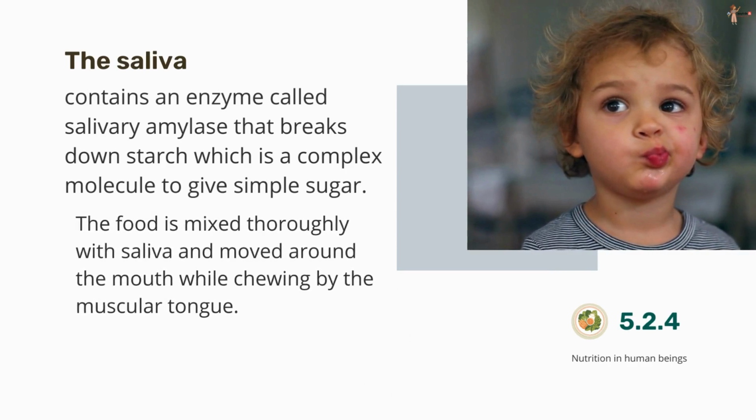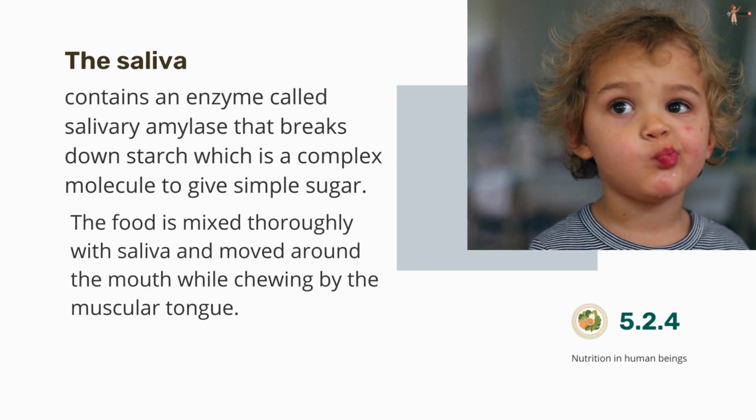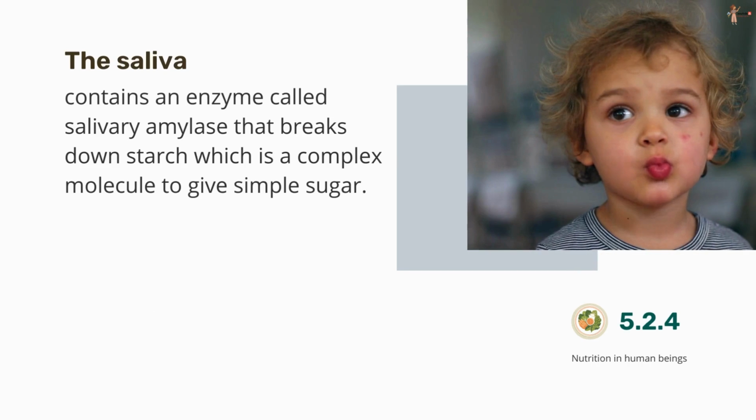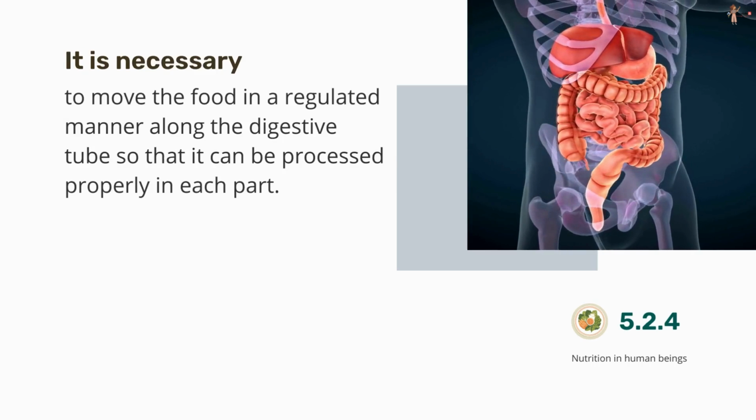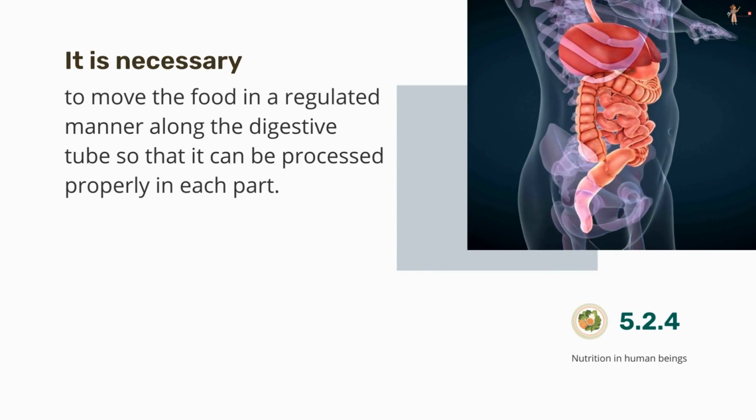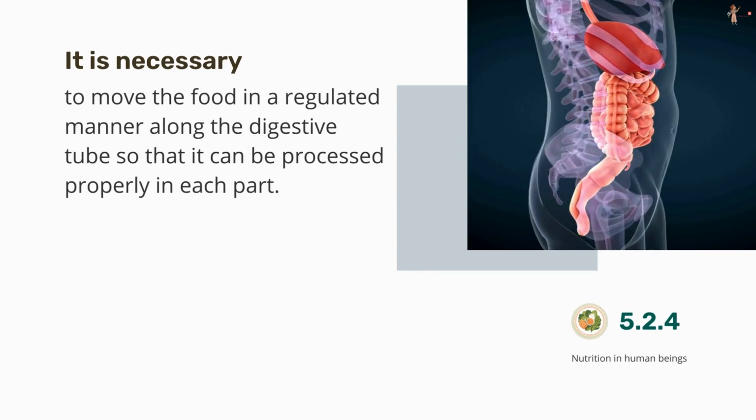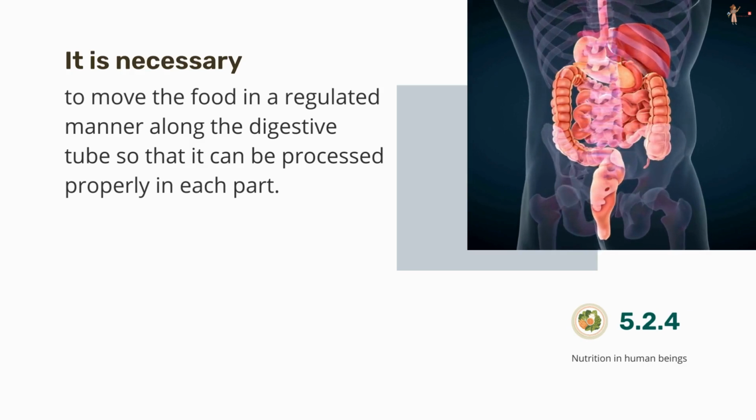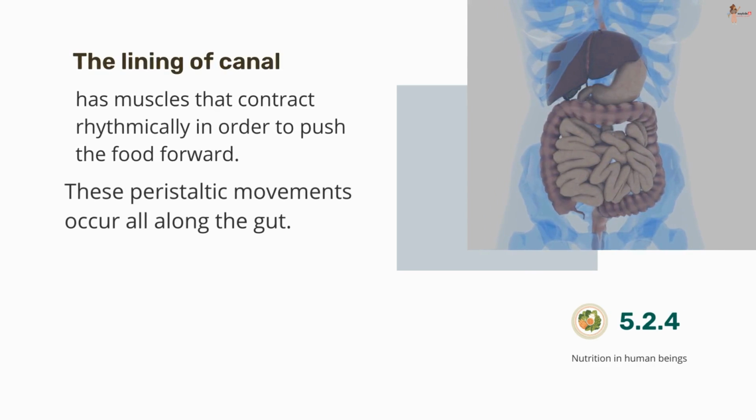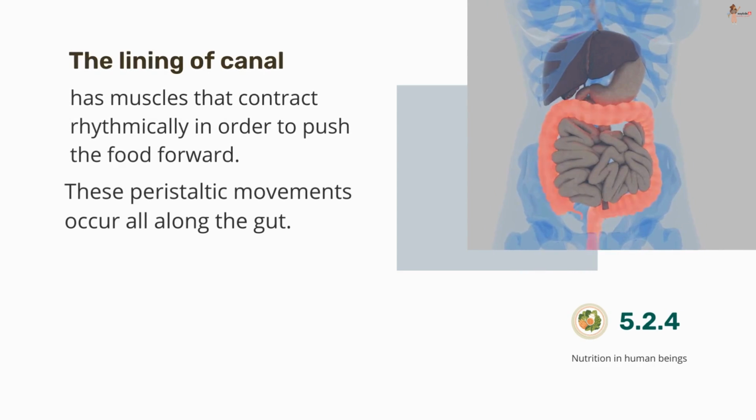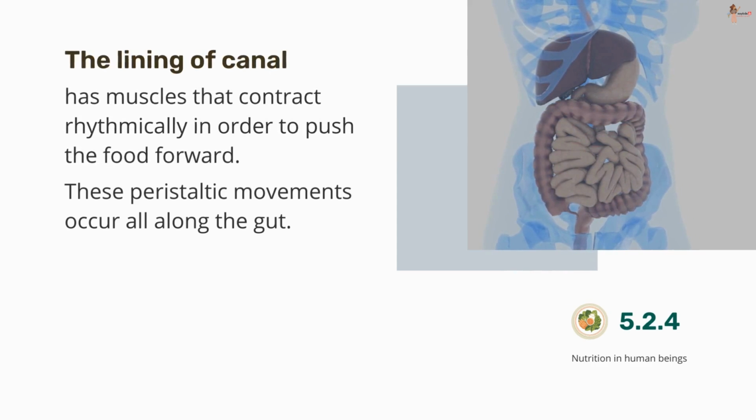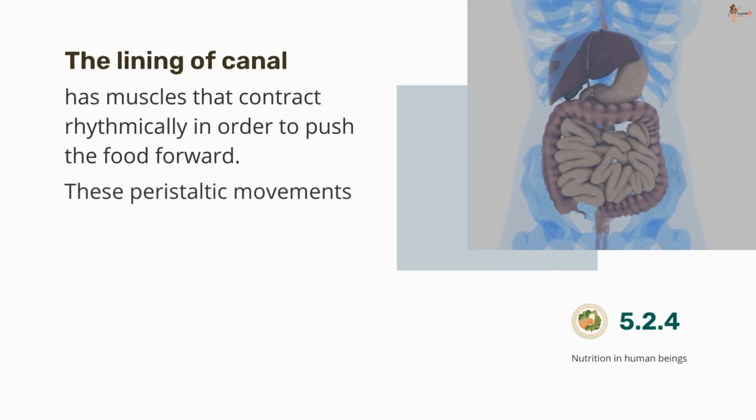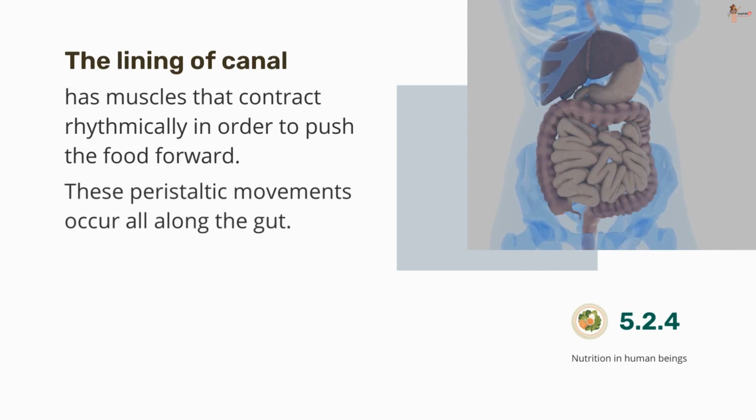The food is mixed thoroughly with saliva and moved around the mouth while chewing by the muscular tongue. It is necessary to move the food in a regulated manner along the digestive tube so that it can be processed properly in each part. The lining of canal has muscles that contract rhythmically in order to push the food forward. These peristaltic movements occur along the gut.